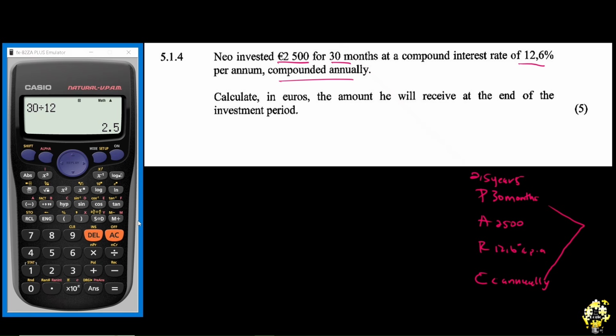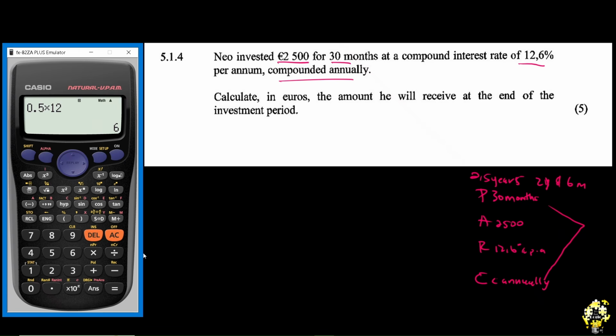What is 2.5 years? It's 2 years and 6 months. How do I know that this 2.5 years means 2 years and 6 months? Well, because we can still come to our calculator and say, what is 0.5 when you multiply it by 12 months? It will say it's 6. See? So it's 2.5 years, which is 2 years and 6 months.